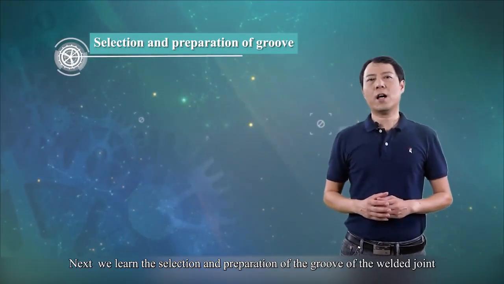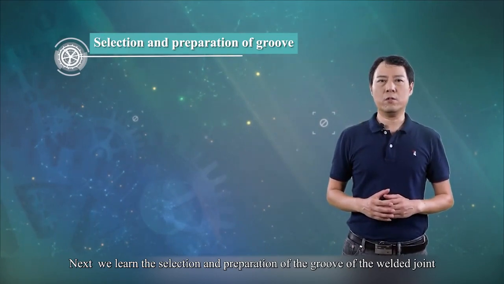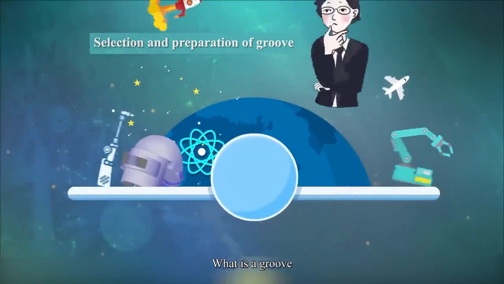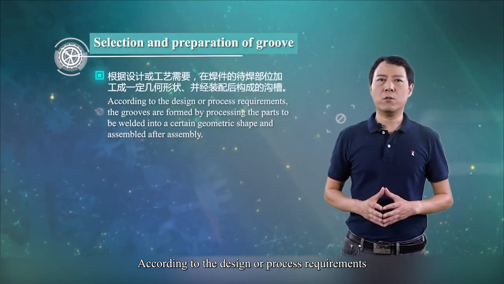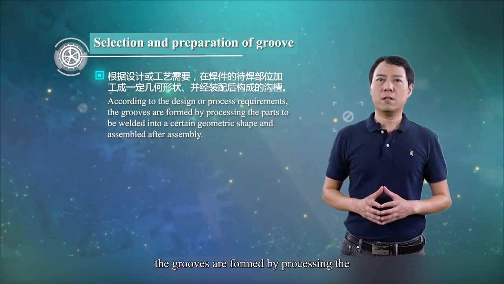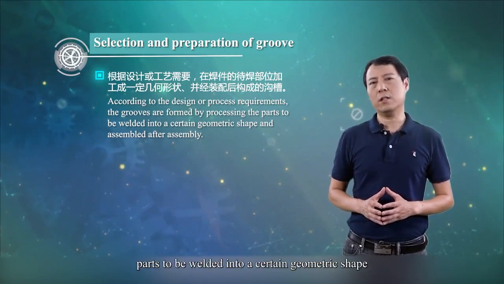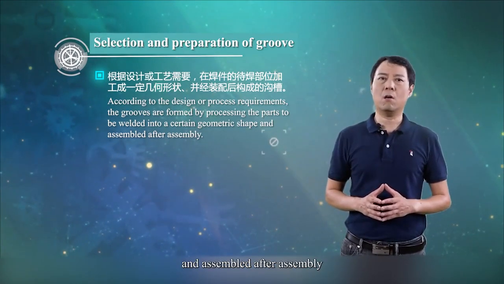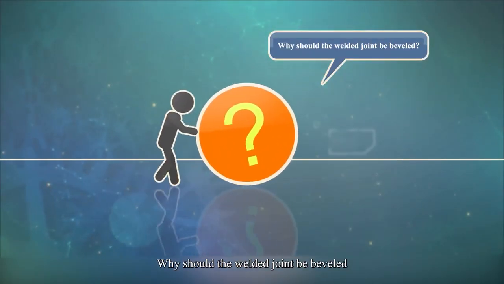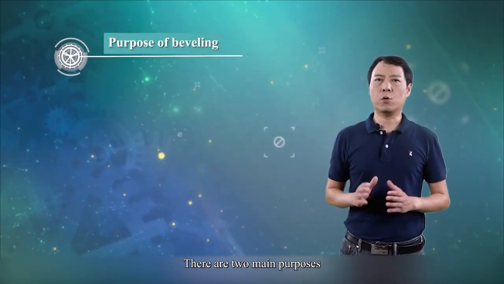Next, we learn the selection and preparation of the groove of the welding joint. What is a groove? According to the design or process requirements, the groove is a channel formed by processing the parts to be welded into a certain geometric shape and assembling them. Why should the welded joint be beveled? There are two main purposes.